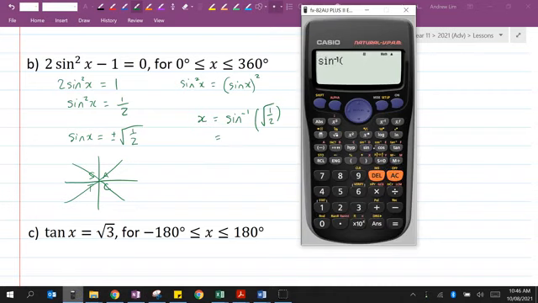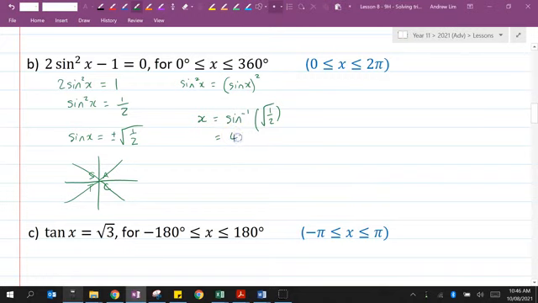So inverse sine of the square root of half is 45 degrees. So I know that's 45, I know that's 45. This one and this one are both 45. Remember, always between the ray and the x-axis, the horizontal.